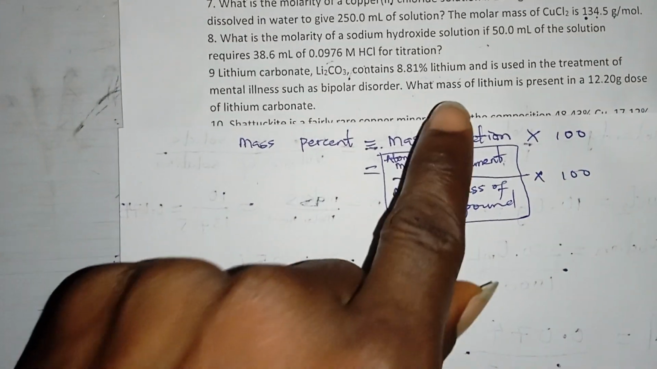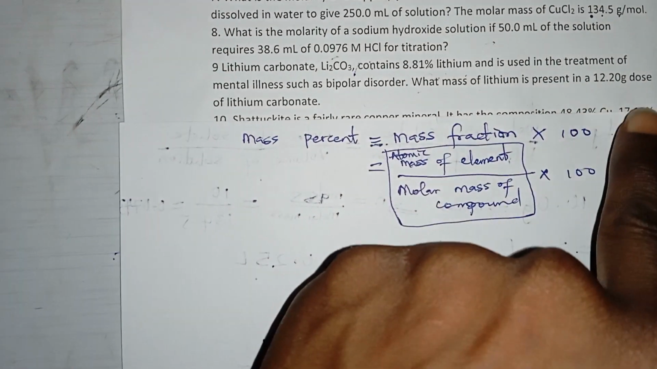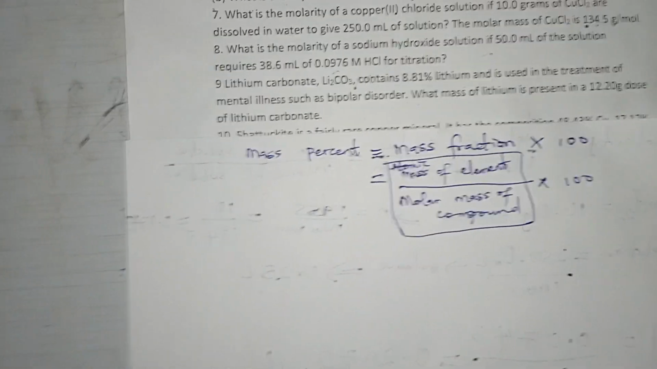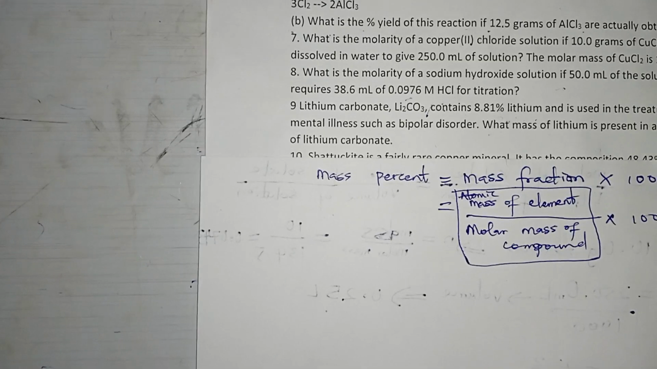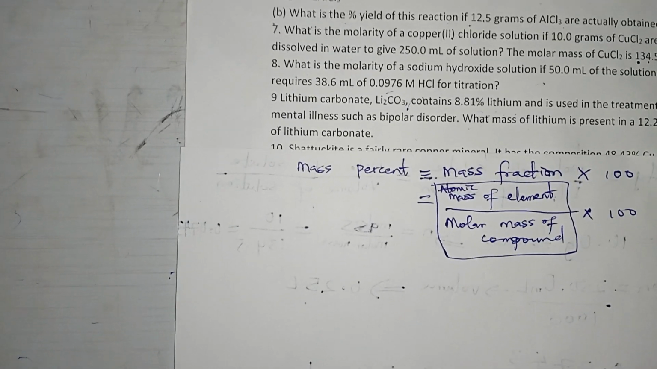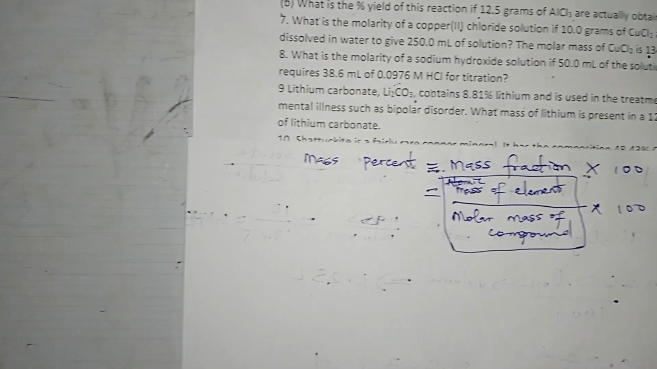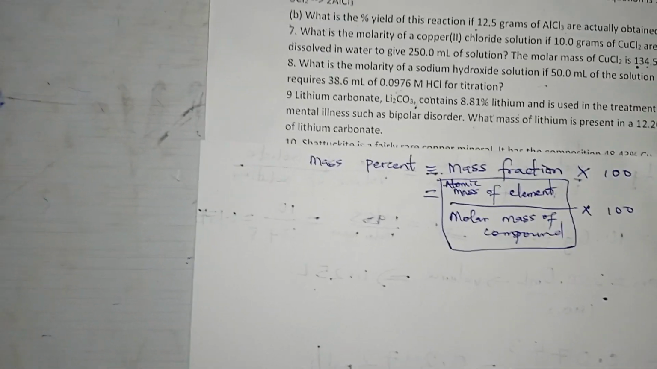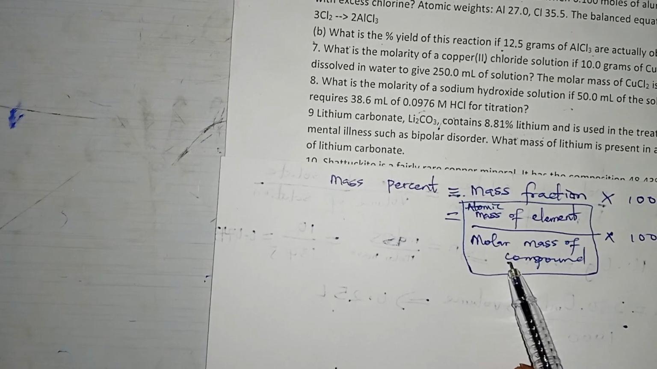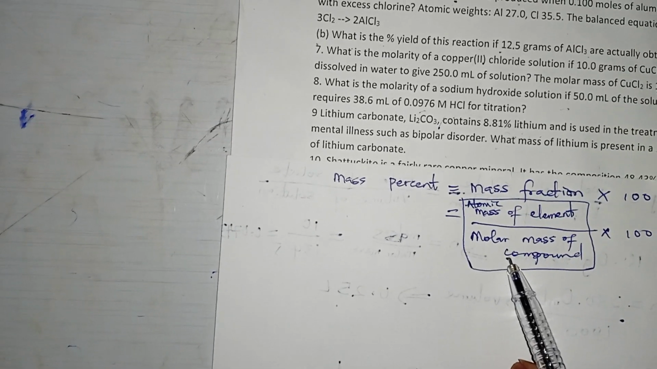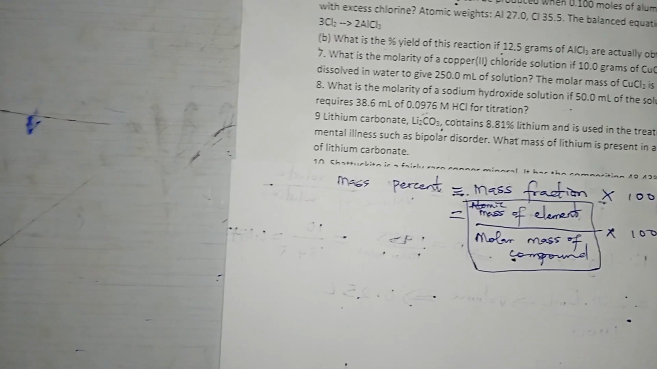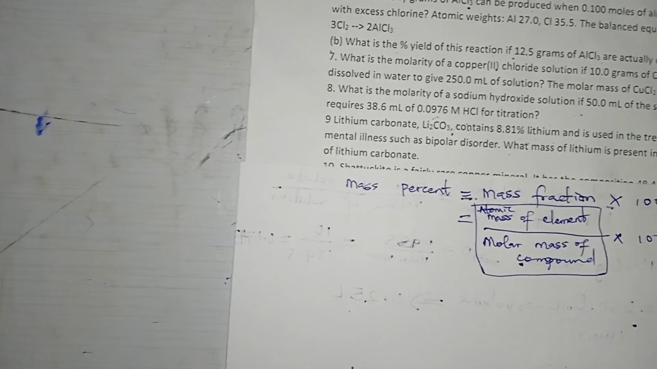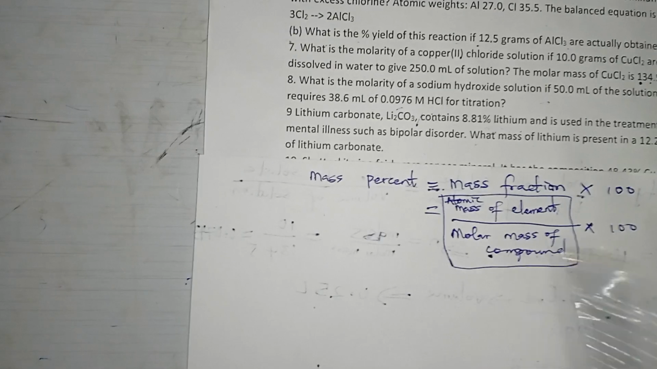Why I'm saying this is that they ask what mass of lithium is present in a 12.20 gram dose of lithium carbonate. Anytime they ask you what mass of an element is in a compound, it simply means the mass fraction, without having this times 100, just the mass fraction.